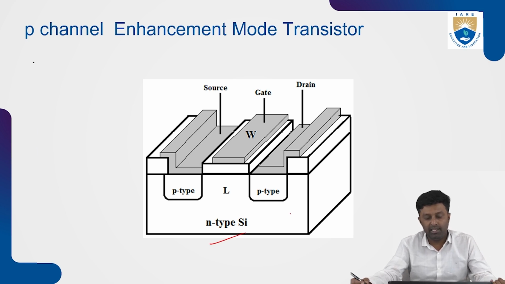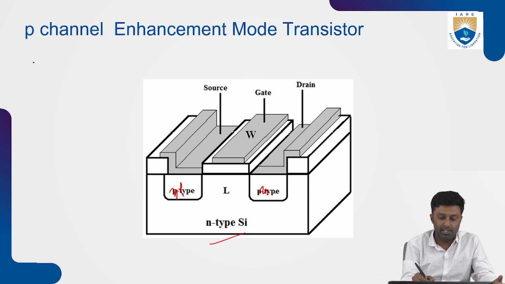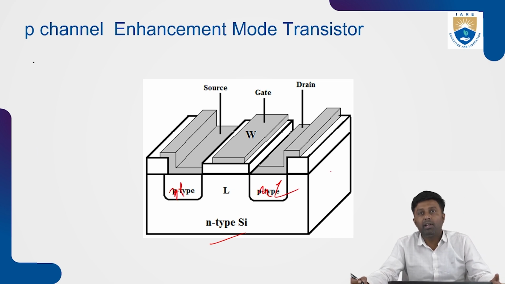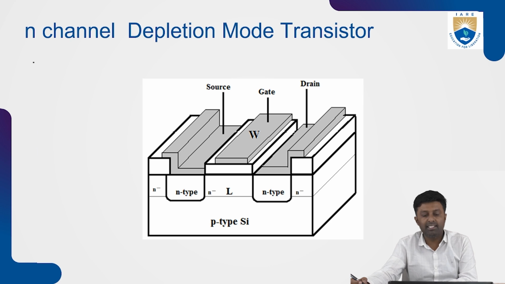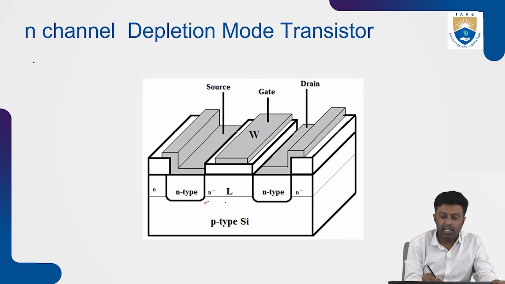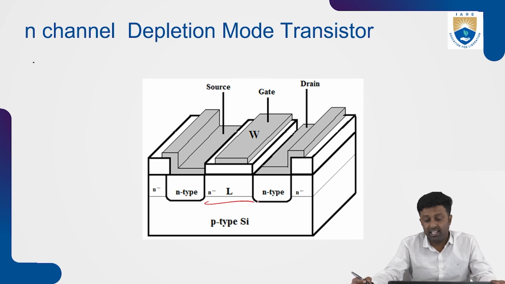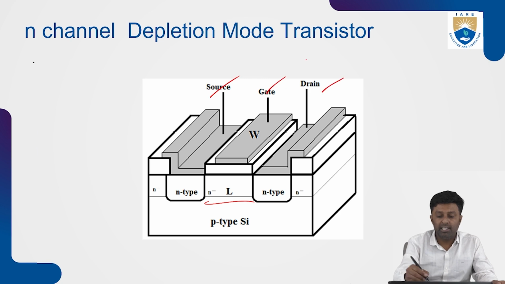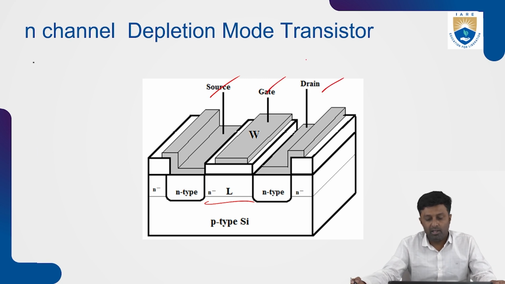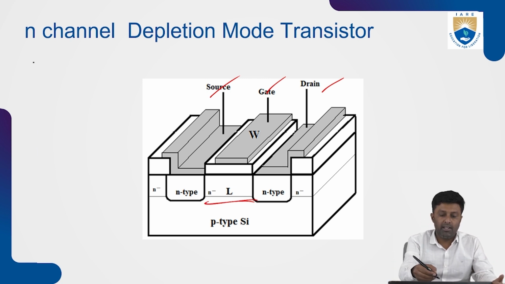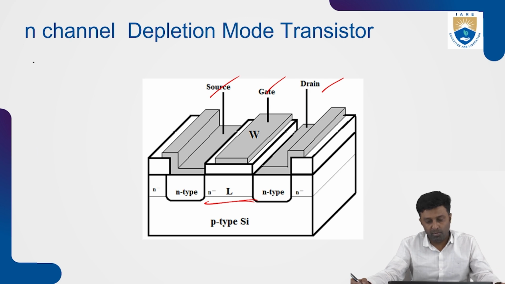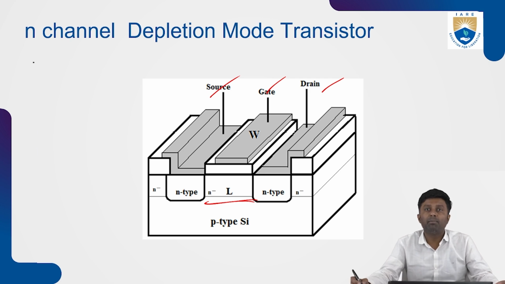The P channel MOSFET terminals are heavily doped with the N plus material. Again, in the N channel depletion mode, the channel exists between the source and the drain terminal. So that is the difference between the enhancement type and the depletion type. As you can see, this is the length of the channel. In the depletion type MOSFET, from the beginning only, the channel will exist.